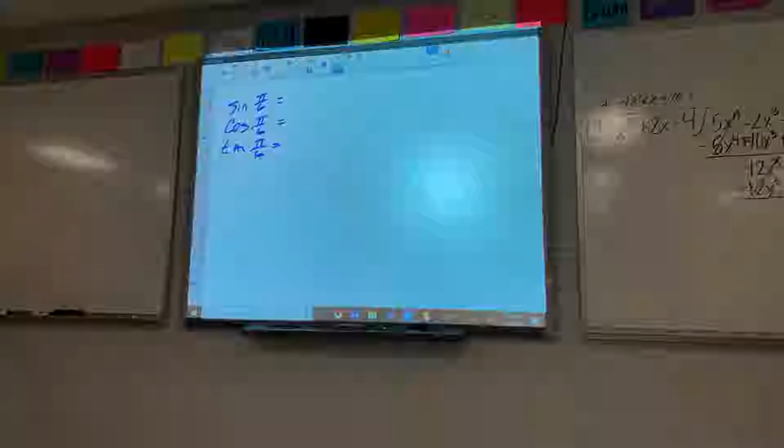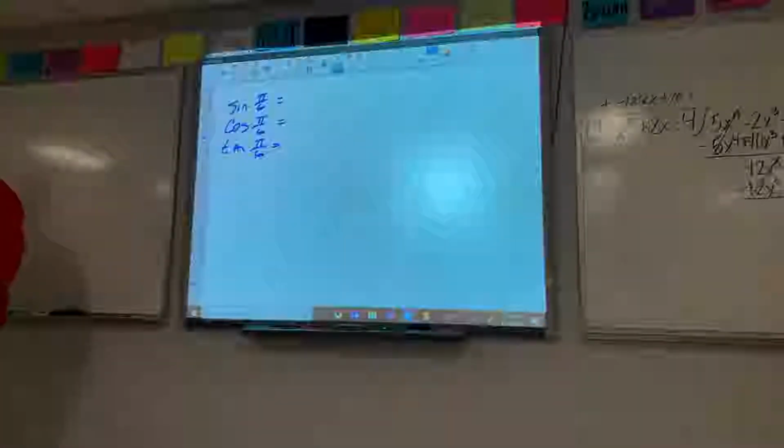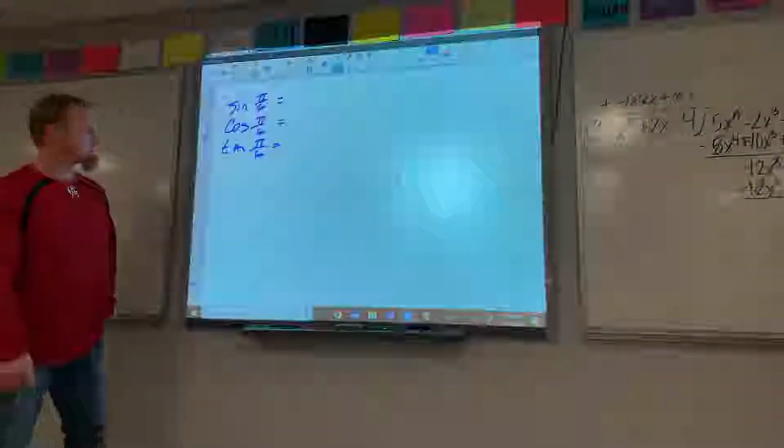So what are these three evaluated? Tell me what these three are. It's taking too long. We should be able to pop these out. What's sine of pi over 6? Do they know them? They're just scared of me? What are they? It's just been a while since we've touched on them. We used them on the final, but that's the last time we talked about them.